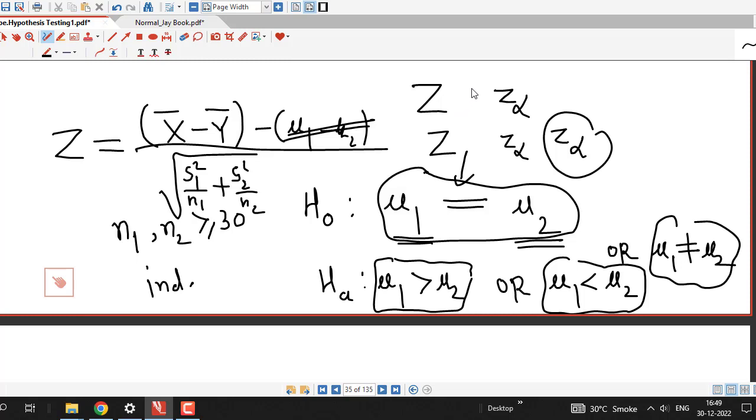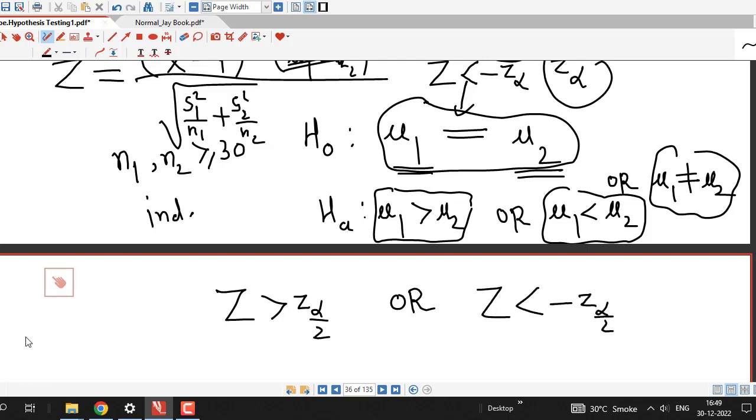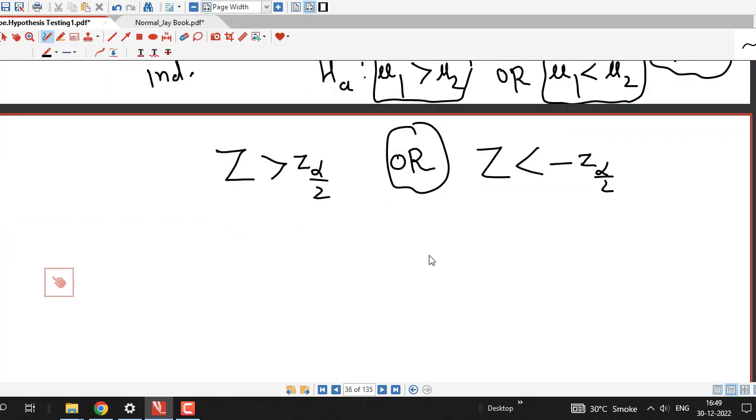So for one-sided alternatives, if we are having a right tailed test, then we reject the null hypothesis if z is greater than z alpha. If we are having a left-tailed test, we reject the null hypothesis if z is less than minus z alpha. And if we have a two-tailed test, we reject the null hypothesis if z is greater than z alpha by 2 or z is less than minus z alpha by 2. If you remember, we have discussed all these criteria for rejecting or not rejecting the null hypothesis in lecture number 1 to 6.